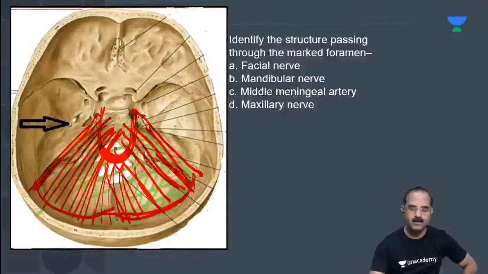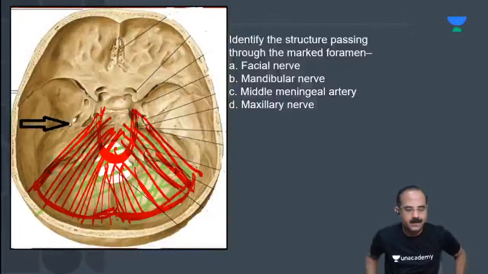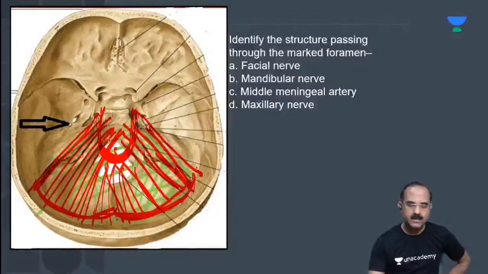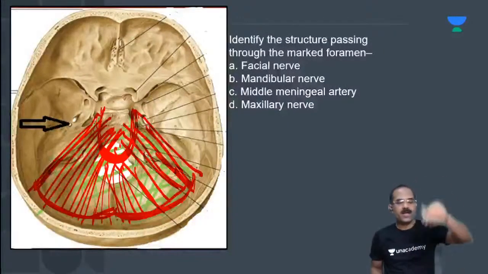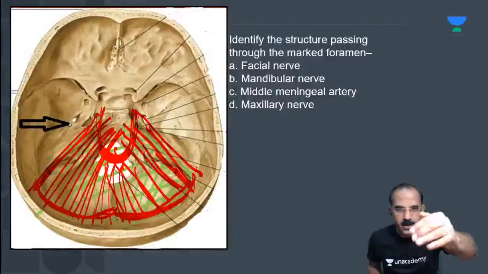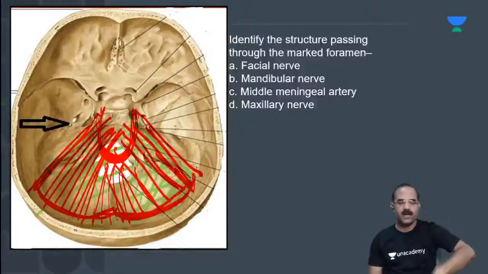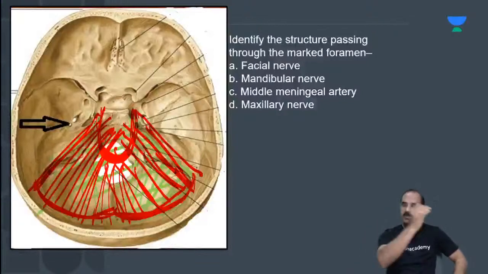So this is how the tentorium cerebelli is. And what is this notch known as? This is known as the tentorial notch. And what passes through this tentorial notch? That's the brainstem. The brainstem would be going down, no? So there has to be a space.